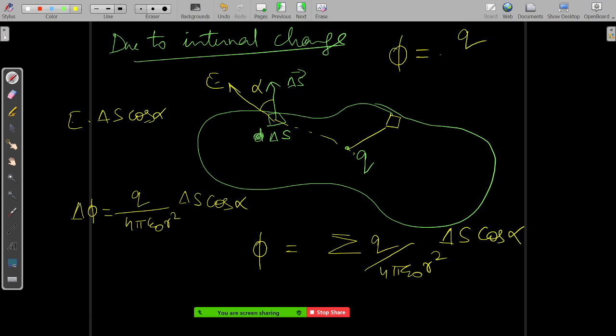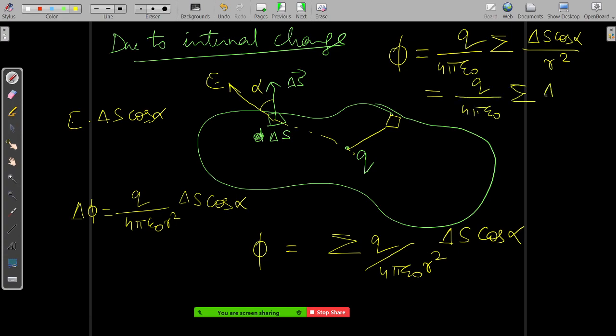We take Q by 4 pi epsilon naught outside because we know this is constant at least, and we can write the summation of delta s cos alpha by r square. This can be written as Q by 4 pi epsilon naught times the summation of the small solid angles, isn't it? This is what we studied the solid angle for.